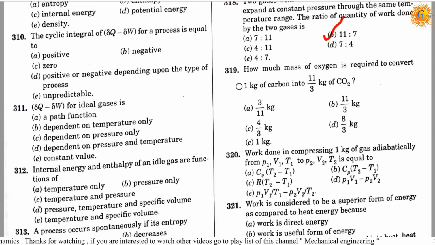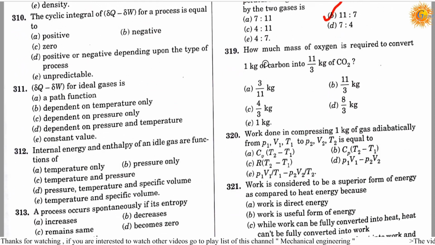Question number 319. How much mass of oxygen is required to convert 1 kg of carbon into 11 upon 3 kg of carbon dioxide? Option A, 3 upon 11 kg; option B, 11 upon 3 kg; option C, 4 upon 3 kg; option D, 8 upon 3 kg; and option E, 1 kg. So correct answer is D. It will be 8 upon 3 kg.